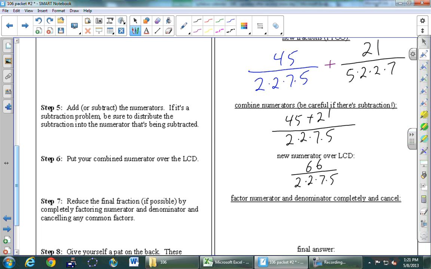Okay, is this reduced? It's not. There's a number that goes into both top and bottom. And again, I don't care about the 140. I'm quite happy leaving it as 2, 2, 7, and 5. But I should factor the 66. So 66 is really what times what? Yeah, it's 2 times 3. That gets me the 6. And then times 11.